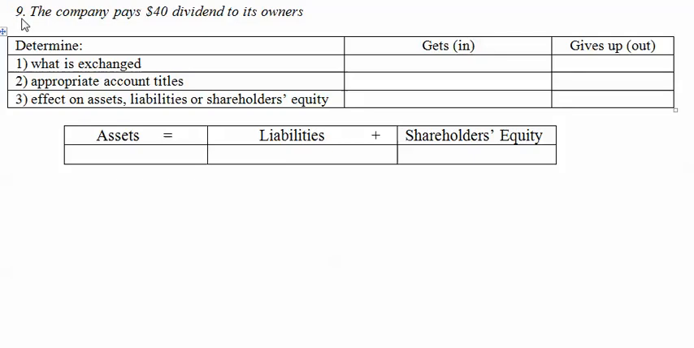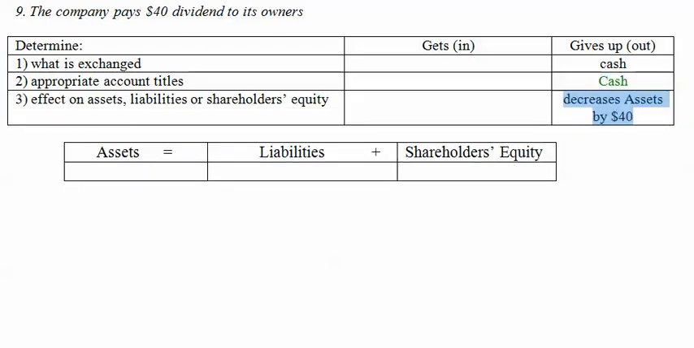In this one, we're going to talk about how to record dividends. In this example, the company is paying $40 of dividends to its owners. Let's start with what you give up, because it's hopefully evident here that we're going to pay $40 in cash. So you're going to give up cash. Cash is the account title. It decreases assets by 40. So down goes our 40.